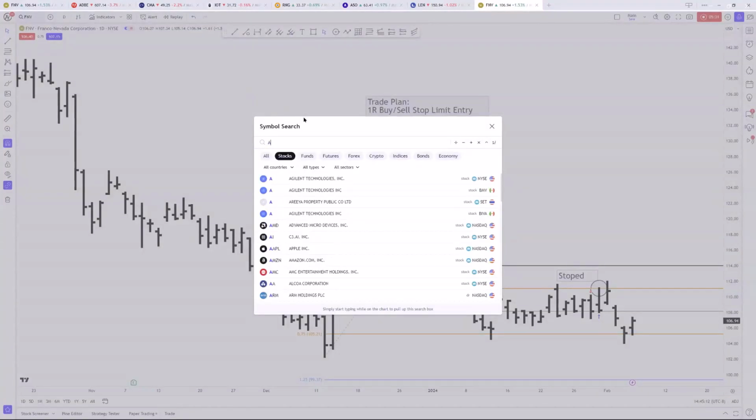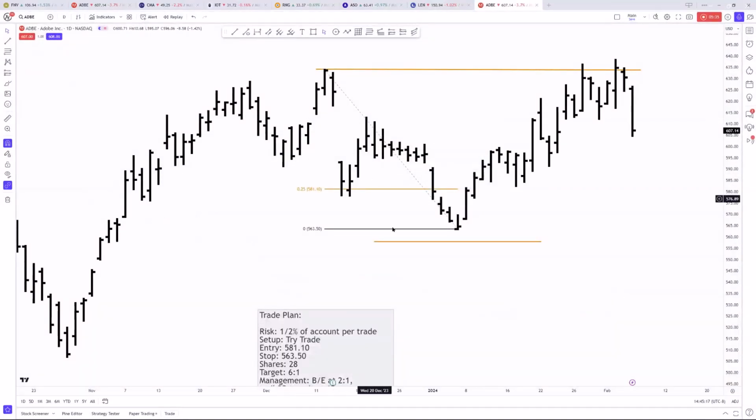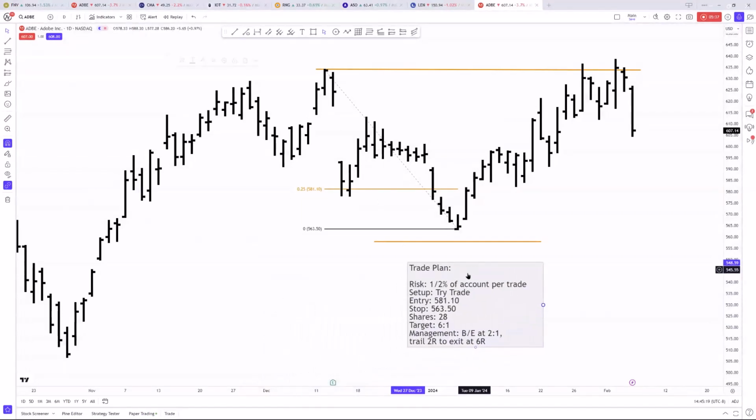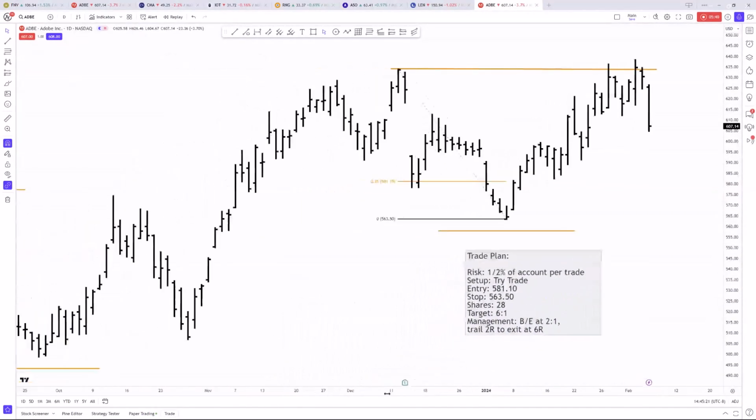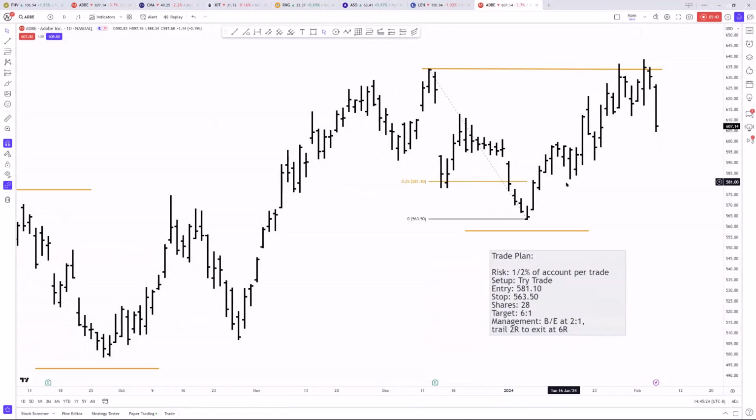Next, we had made a plan in Adobe. We made a nice clear plan, which was to enter here, and the method calls for any close outside, the trade gets canceled. When I didn't get filled, did I chase it? No. Did exactly as I planned. And when it closed outside, in my method, I cancel it and move on.